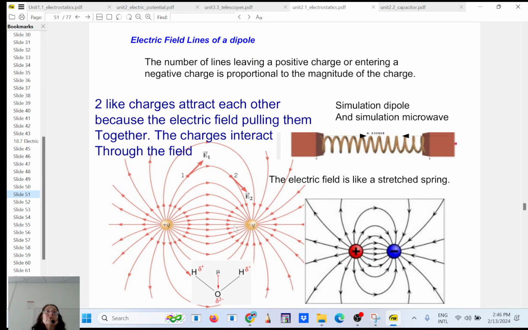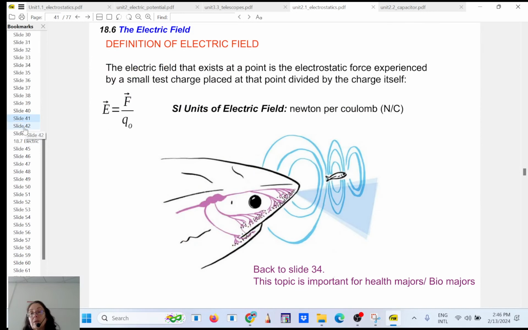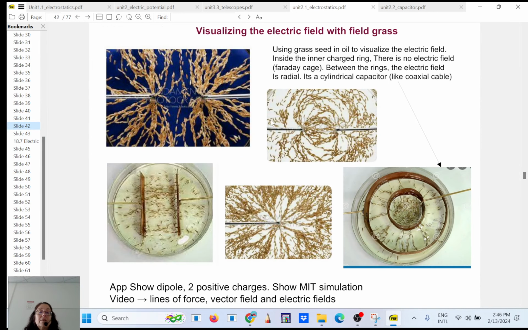That's like those fishes, that's what they make around them, right? So you have the plus and the minus. This is like a strange spring. The electric field is trying to bring them together. Is that clear? So this is the configuration for a dipole. Stay with me. Don't space out. Don't sleep.